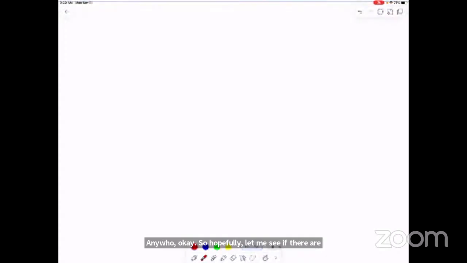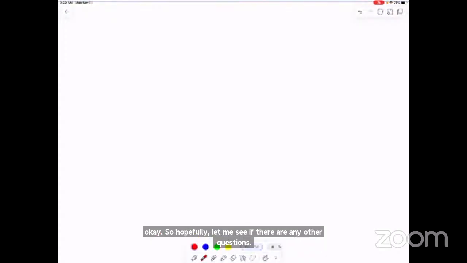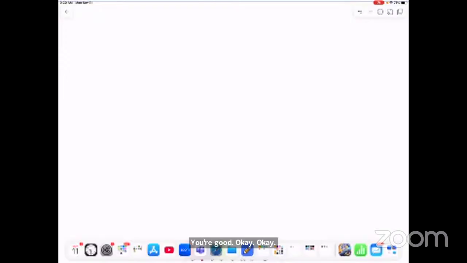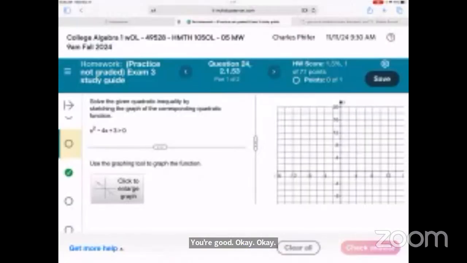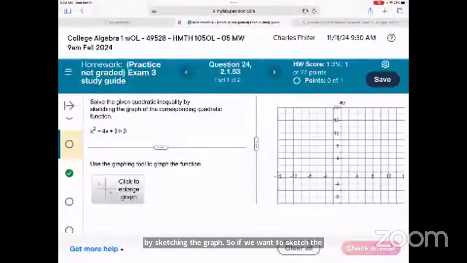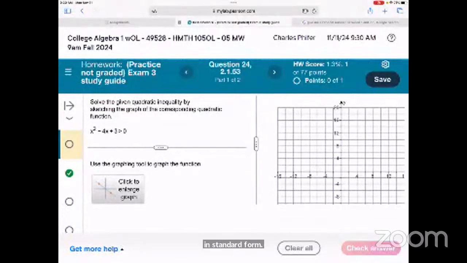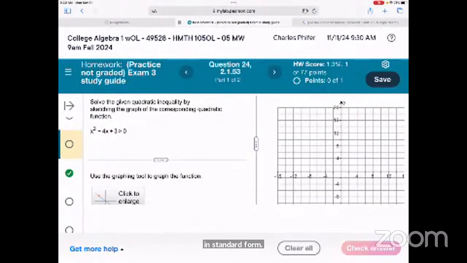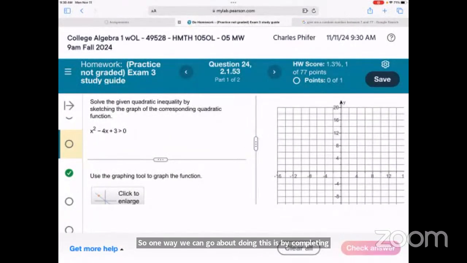Yeah. You good? Okay. So we're back over here. Solve the given quadratic by sketching the graph. So if we want to sketch the graph of this, it's probably a good idea to get it in standard form. One way we can go about doing this is by completing the square. Or we can use the vertex formula. I'm more inclined to use completing the square here.